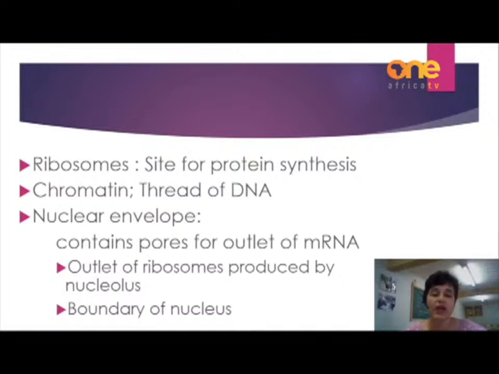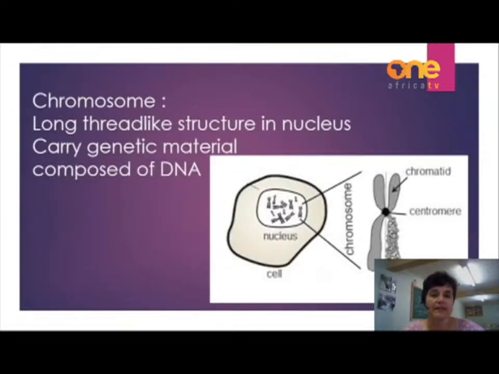The nuclear envelope contains pores, and those pores will be the outlet for the RNA to the ribosomes to make proteins. We have the nuclear envelope that makes the boundary of the nucleus, and we have the nuclear pores that we call the openings. So let's see, what is a chromosome?